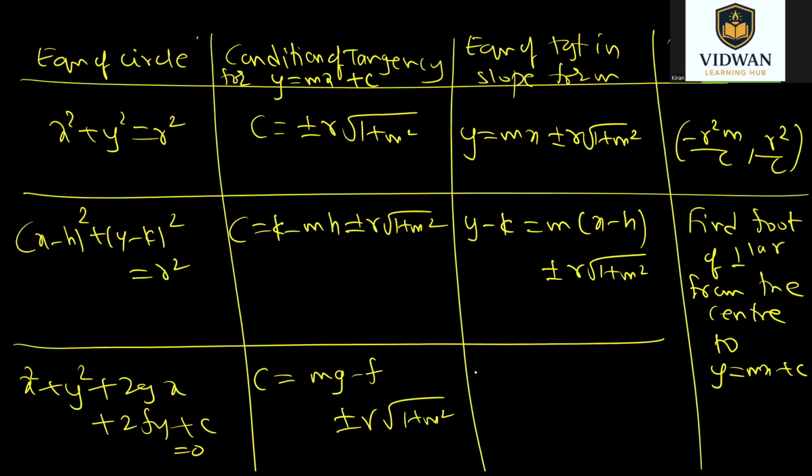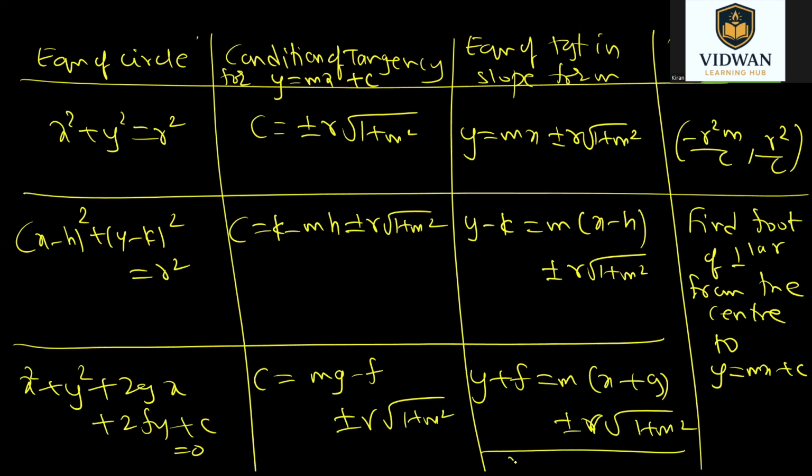And here instead of y minus k, k will be minus f. So y plus f. m into x minus of h, and h is minus g. So x plus g, plus or minus r root 1 plus m square. And you know how to find the radius for the circle. For general form, what is the radius? Root of g square plus f square minus c, which we already know. And I'm just leaving this the same because foot of perpendicular only you have to find in each case. For the first one, because it is simple, we remembered. For second and third, you just find the foot of perpendicular from center to the line. You already know the formula for foot of perpendicular.